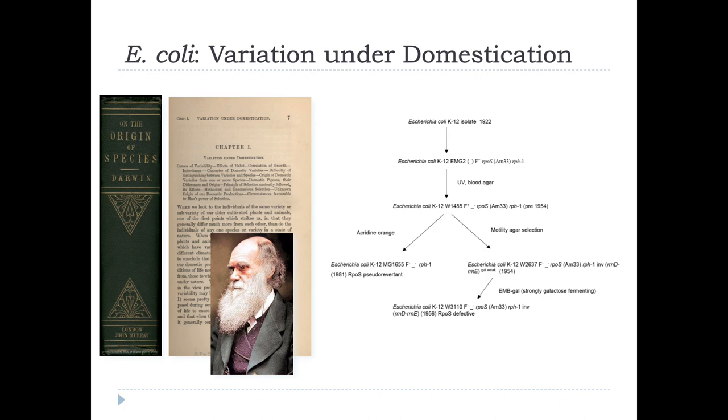In fact, if we look again at this idea of variation under domestication, what you find is that even the strains being used in laboratories nowadays are not natural strains. They've undergone variation under domestication. They've been mutated in the lab. Here's one simple phylogeny of this particular MG1655. The original isolate in 1922, then various mutations were selected for. It was irradiated with ultraviolet radiation to create more mutations, then selected for in acridine orange, another powerful mutagen. So what people study in the lab as E. coli, and real E. coli out there in the real world, are actually different things, and we have to remember that.